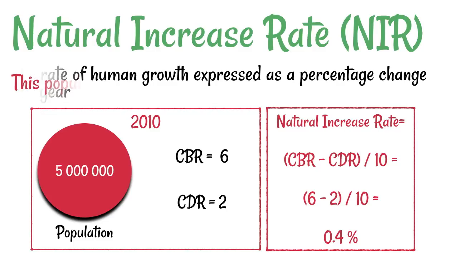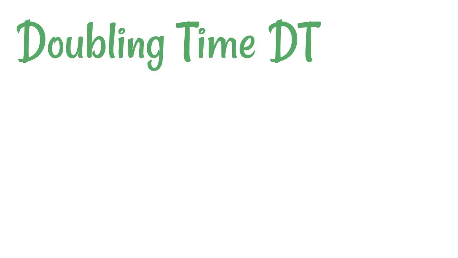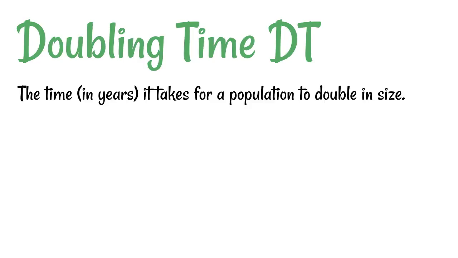Now, what that means to us in the real world is that this population will increase in size by 0.4% per year, assuming that these conditions remain the same, assuming that the crude birth rate and crude death rate remain constant. Another important idea is something called doubling time, and this is just simply the time it takes in years for a population to double in size.